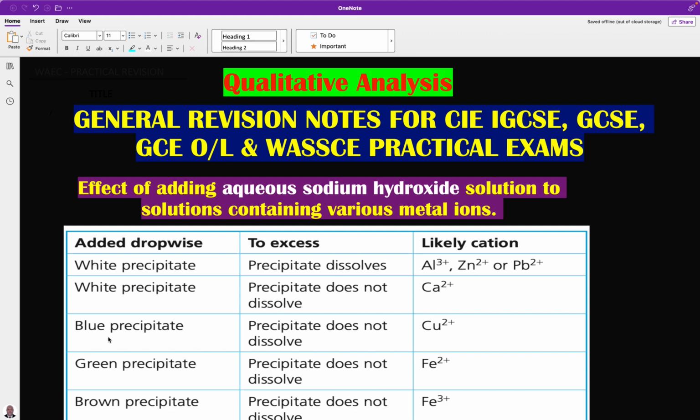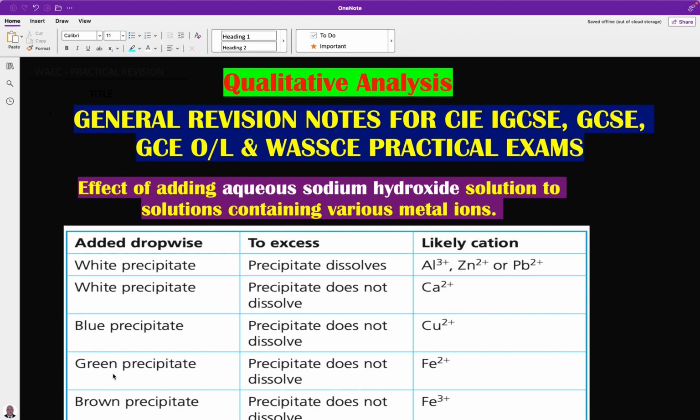Now, we have another salt solution. In the salt solution, we add aqueous sodium hydroxide solution, and we observe that a blue precipitate is formed. On adding the aqueous sodium hydroxide solution to excess, we realize that the precipitate does not dissolve. Then the likely cation that is present is copper 2 ion.